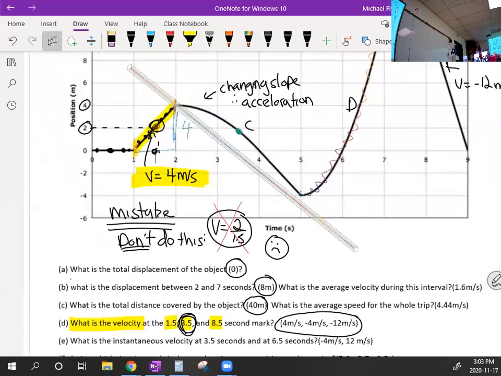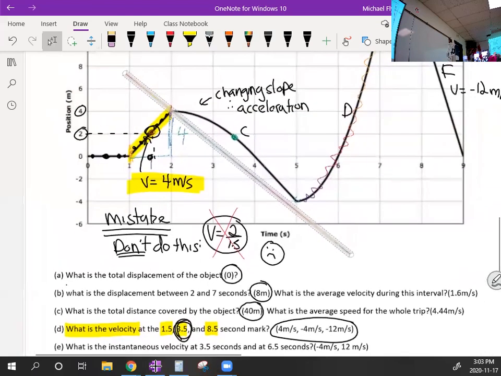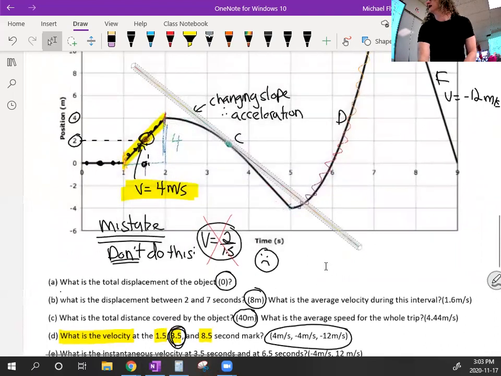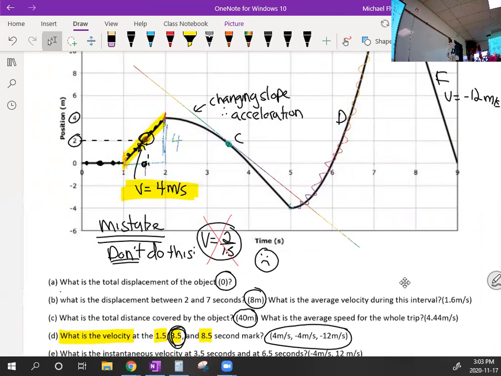Okay, now let's see if I can move that. No, it doesn't like me moving it that way. So let me see. All right, there. Actually, that's not too bad. Okay, so that rainbow line that I just drew is a tangent line. The tangent line tries to match the slope of the curve at the spot at 3.5 seconds that lands on the curve.